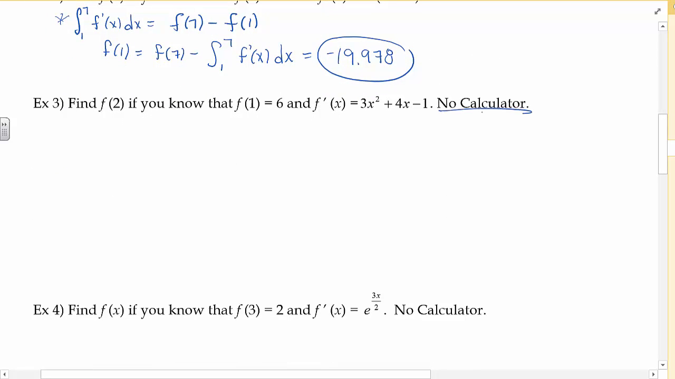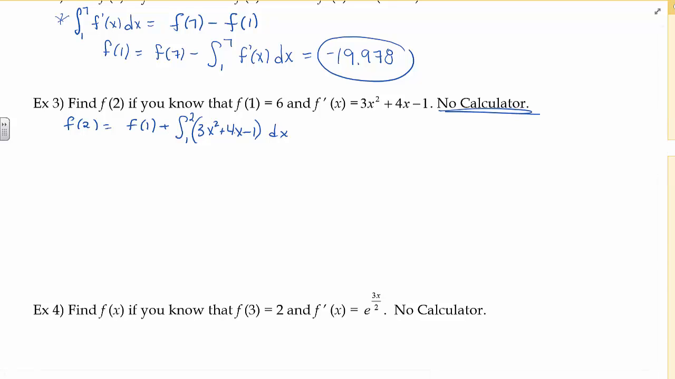All right, now this one's going to be a no calculator. So there's a couple different ways to go about it, and I'll show you some options here. So find f of 2 if you know that f of 1 is 6 and f prime is this. All right, well, f of 2 should be f of 1 plus the integral from 1 to 2 of 3x squared plus 4x minus 1 dx. F of 2 equals f of 1 plus the integral of the derivative. Okay, so your end value is your initial value plus the integral of the derivative.